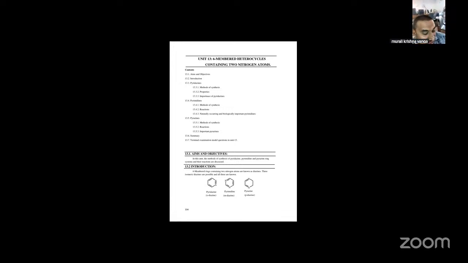Next, we need six-membered heterocycles containing two heteroatoms. So we are going to discuss pyridazine, pyrimidine, and pyrazine compounds. First, we are going to discuss pyridazine.